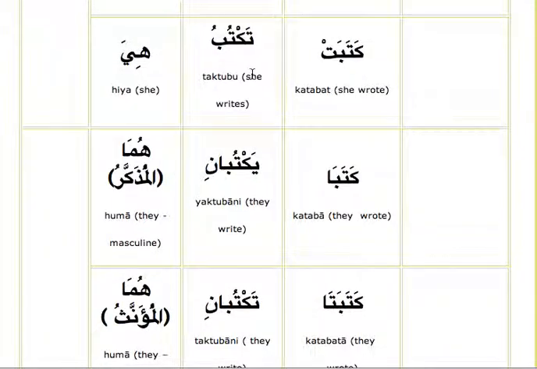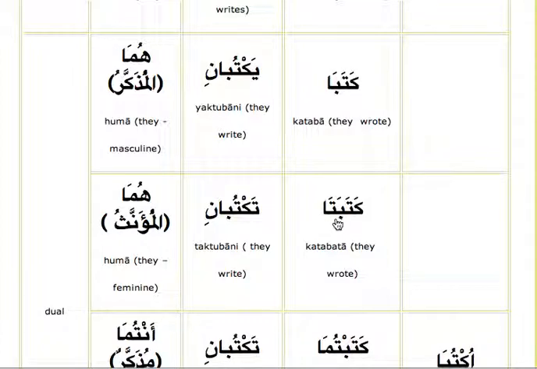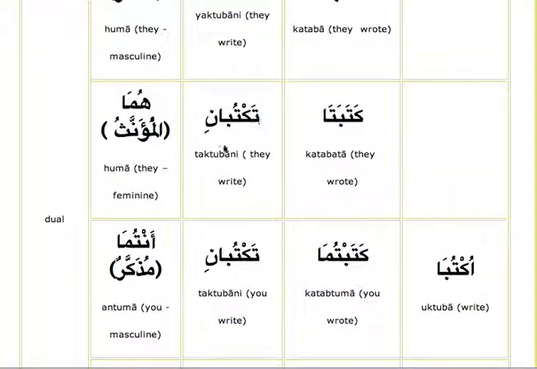yaktubani. Oh yeah, I actually got this mostly from the Understanding Islamic app, the young gentleman the Oma land posted on there. You can find it. Okay, yaktubani huma, katabata, taktubani huma, they wrote. Katabu, they wrote, is that female? Oh, katabna is for female. Taktubani, they write, huma. Al mu'annath, this is for feminine. Yeah, the muthanna, but this is feminine. That's what that means.